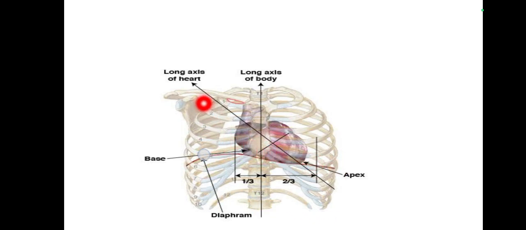And if we connect an imaginary line, we can see this is the long axis of the heart and this is the long axis of the body. Okay, so this is the diaphragm. By the red line you can see this is called the diaphragm. So the heart is situated just above the diaphragm, in between two lungs, slightly left sided from the sternum in the mediastinum. So that is the location of the heart.